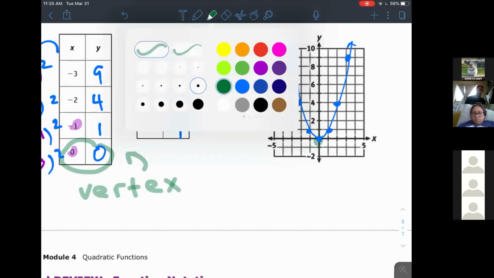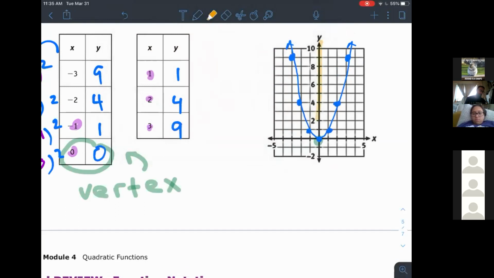Where's the axis of symmetry? The axis of symmetry runs down the middle here, right through the vertex. Sorry, that was not a really good color to do that. Let's try red. Axis of symmetry is in red.